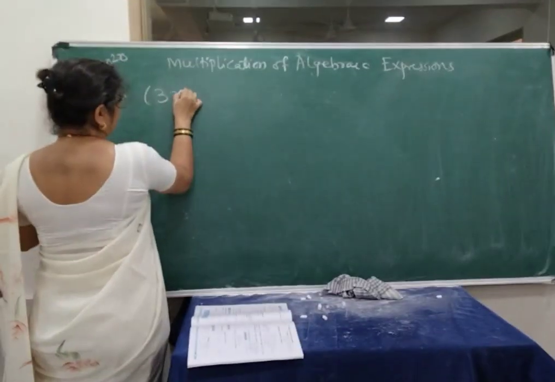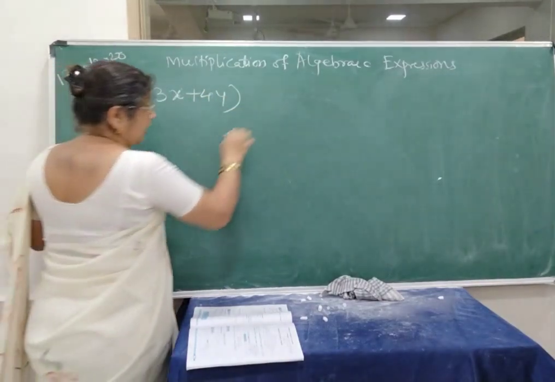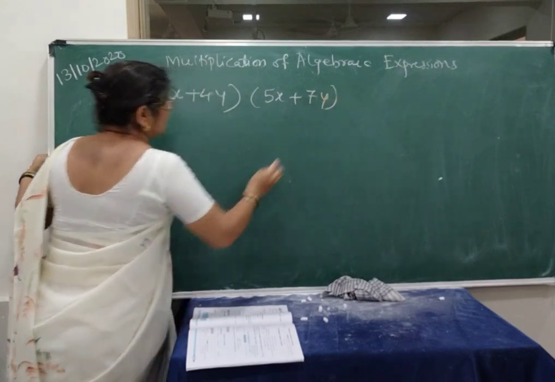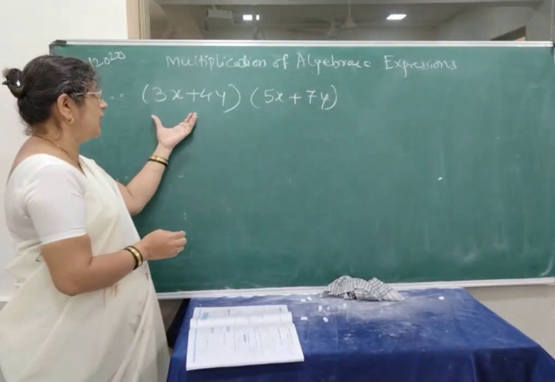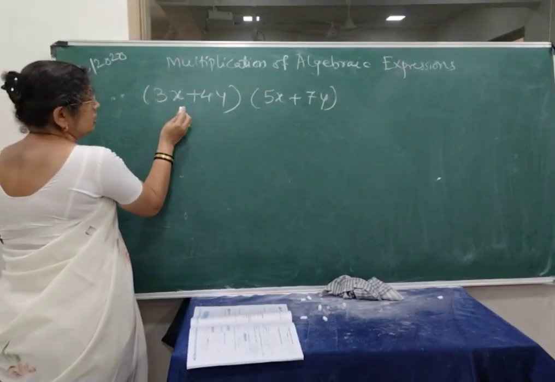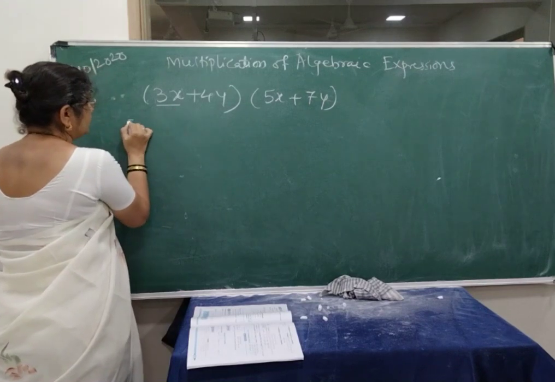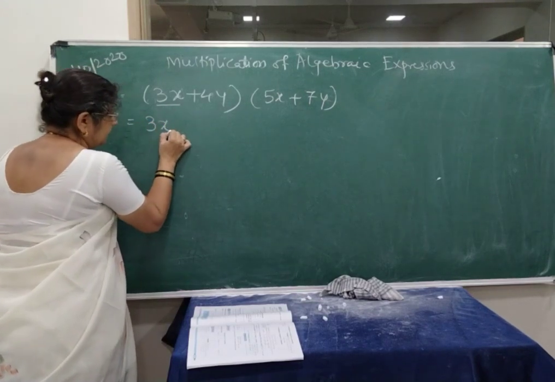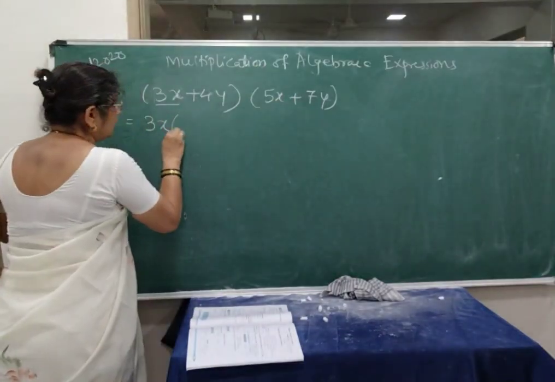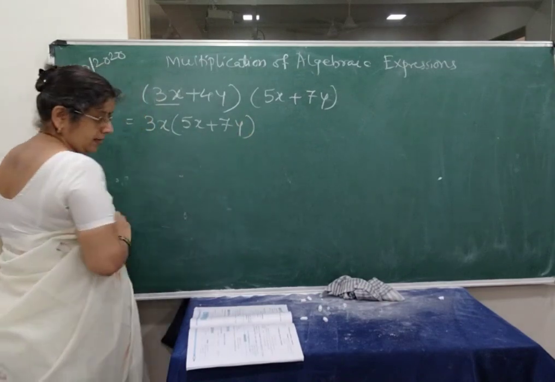Now when you are multiplying horizontally, 3x plus 4y into 5x plus 7y. When you are multiplying binomial with binomial, how to do it? For that, first we will take this binomial. In that, first we will take 3x. So I am taking 3x here and multiplying 3x by this. So 3x into 5x plus 7y.